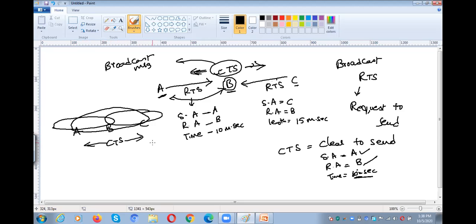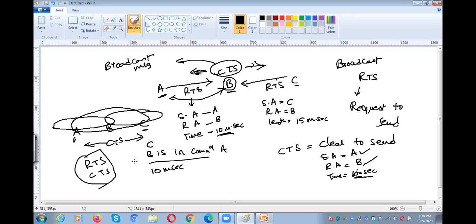So C came to know that B is now in communication with A. So I don't want to disturb the communication, I will wait for 10 milliseconds. Why? Because the duration of communication is 10 milliseconds. So even though A is hidden to C and C is hidden to A, because of request to send and clear to send packets, we can solve the hidden problem.